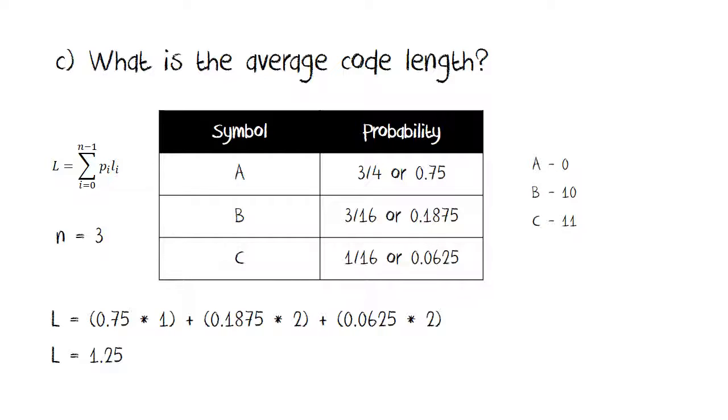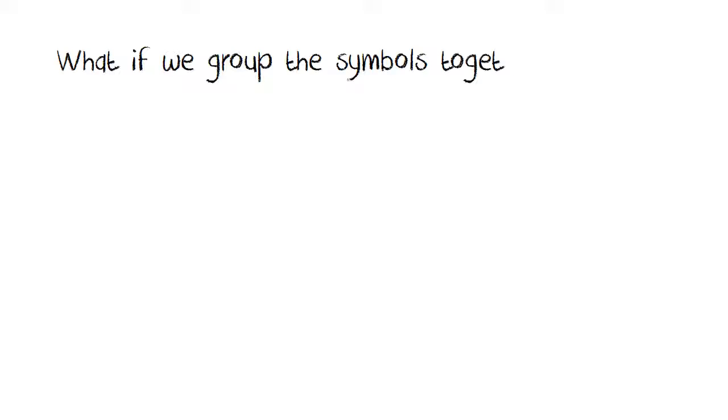We can now compare this with the entropy that we found earlier. We can see that the average code length is a little bit higher than the entropy. Let's try something else now. What if we group the symbols together?